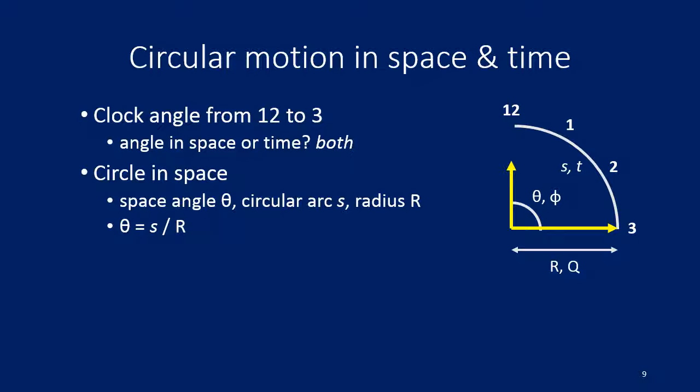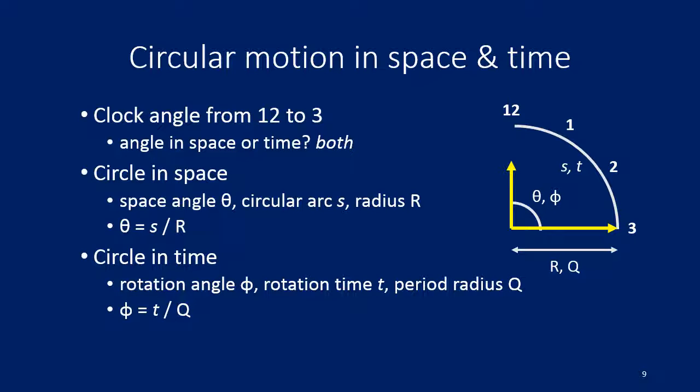Look at the circle in space. There's a space angle theta, a circular arc s, and a radius r, such that theta equals the arc over the radius. But there's also a circle in time, the rotation angle phi, rotation time t, and a period radius q, such that phi equals t over q.